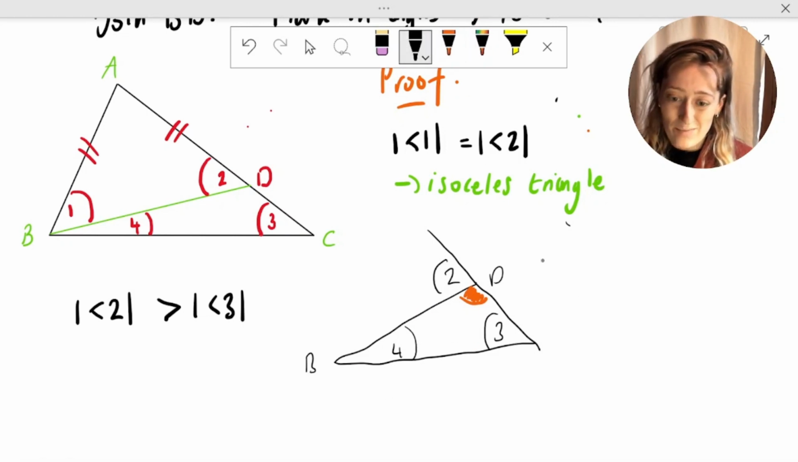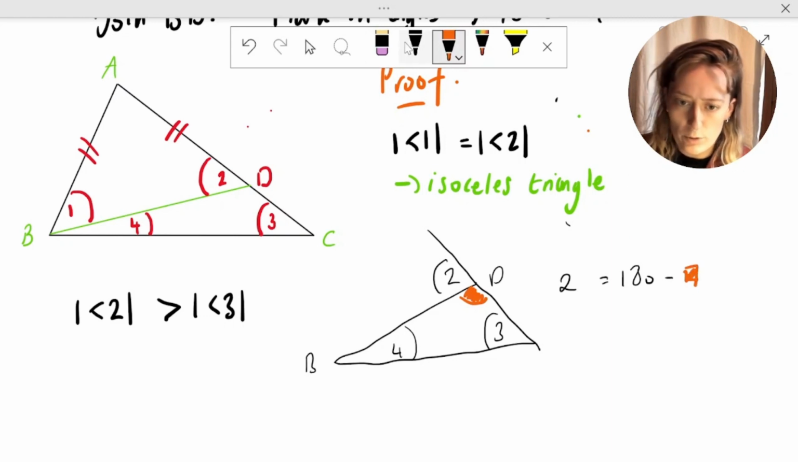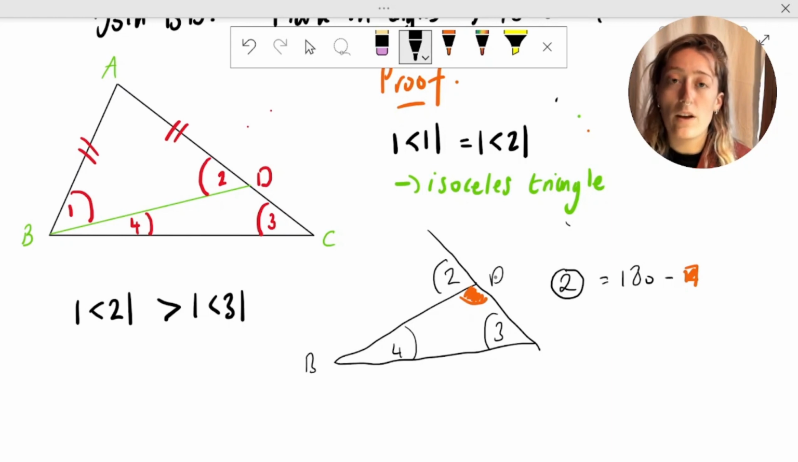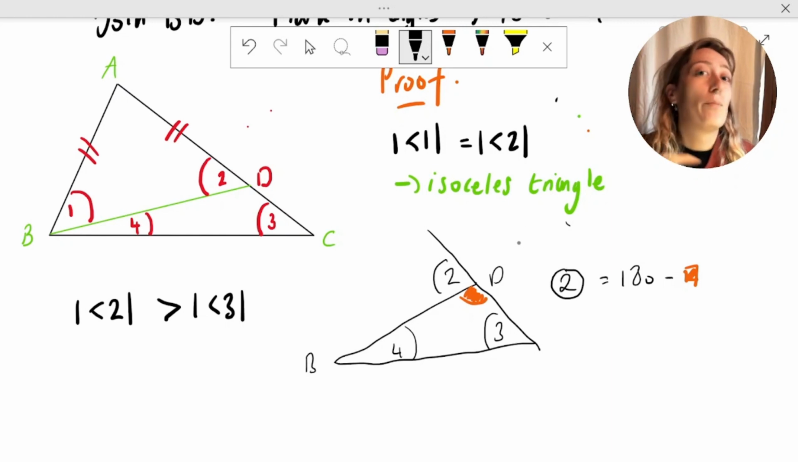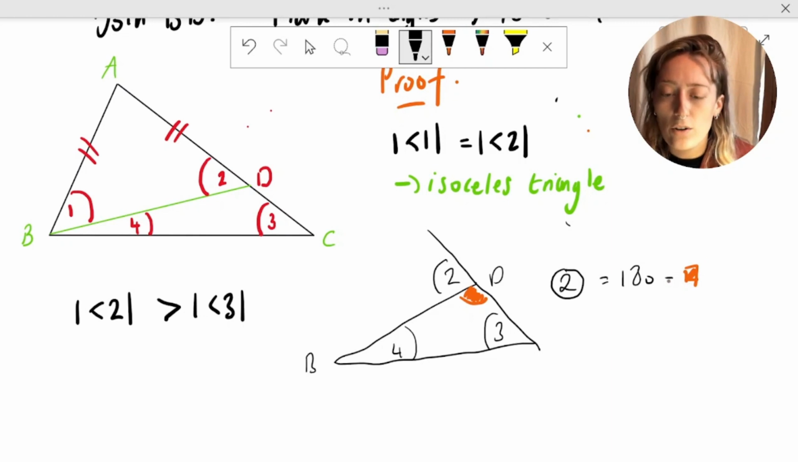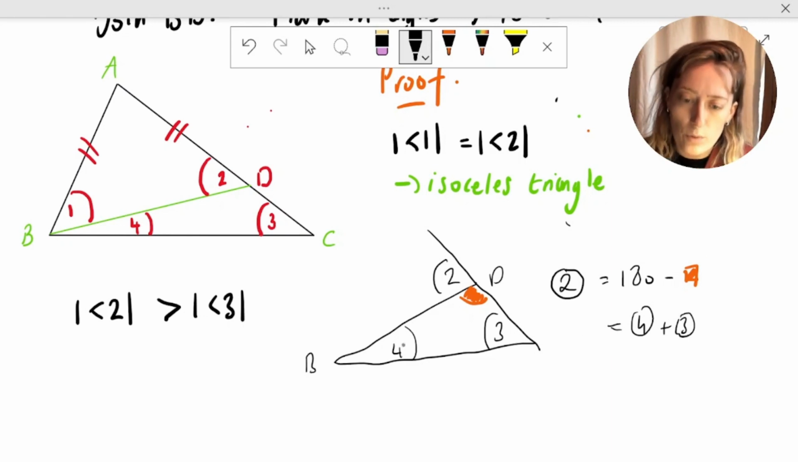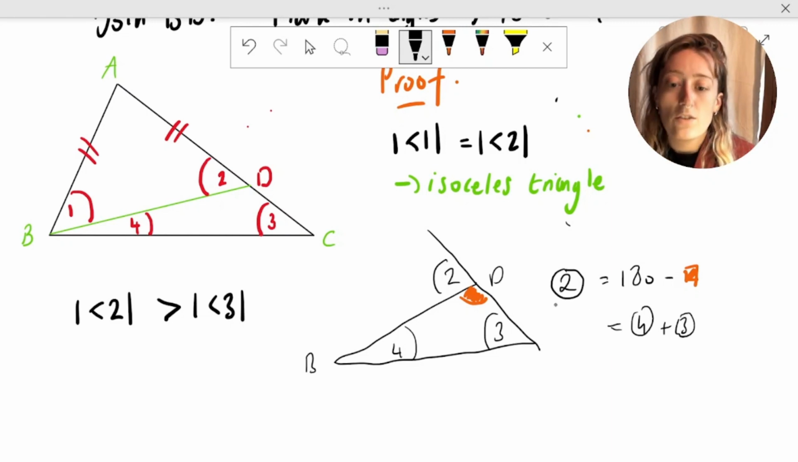Straight away I can say angle 2 must be equal to 180 minus orange. The reason is that angles on a straight line add up to 180 degrees. We also have that all angles in a triangle add up to 180 degrees. So 180 minus orange must equal angle 4 plus angle 3, because angle 3 plus angle 4 plus orange is equal to 180. So angle 2 is equal to angle 4 plus angle 3. Therefore angle 2 must be greater than angle 4, and also greater than angle 3, because it's equal to the sum of them. So angle 2 is greater than angle 3.